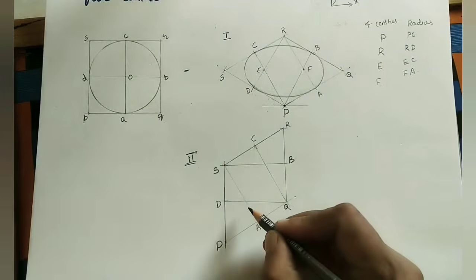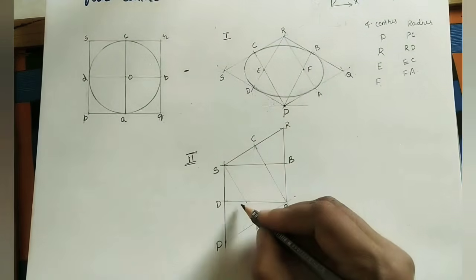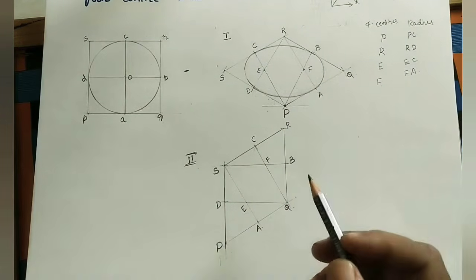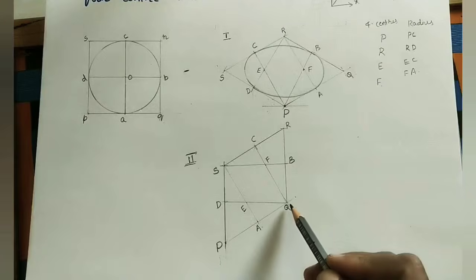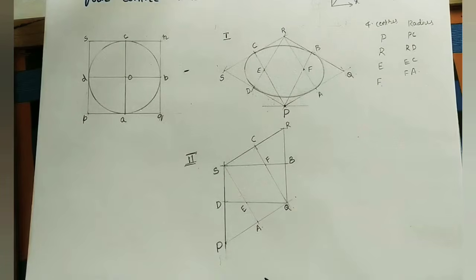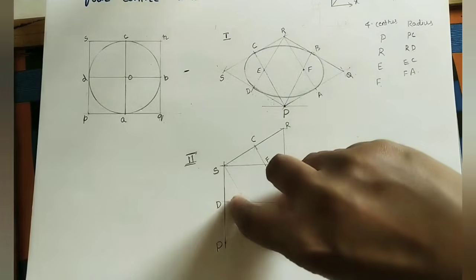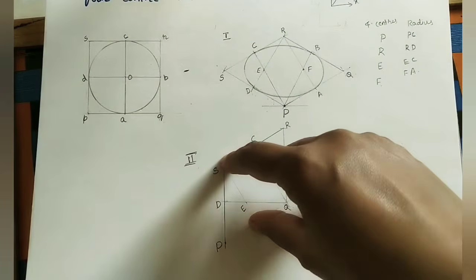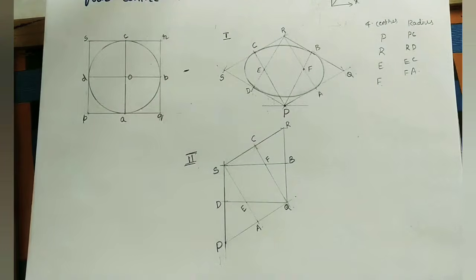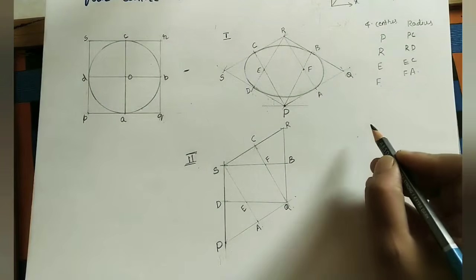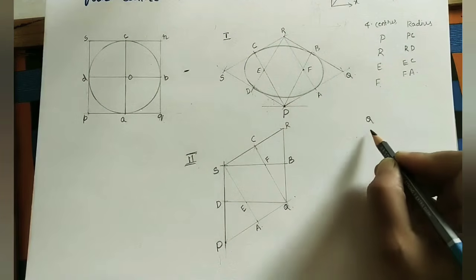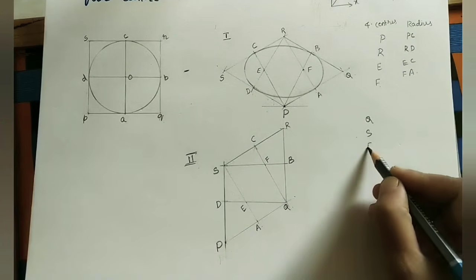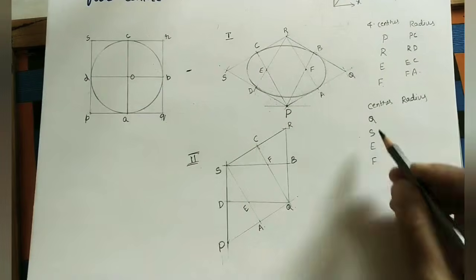Now take the intersection points here. This is E, this is F. Here, always remember, in the shorter diagonal, the two ends are two centers. Q is a center, QD radius, we will get one arc here. Similarly, S is another center, we will get another arc here. So the shorter diagonal, opposite sides, Q and S, two centers. And the next centers are E and F.